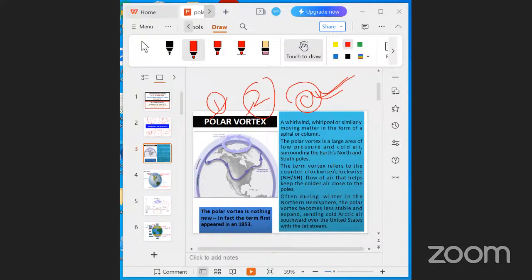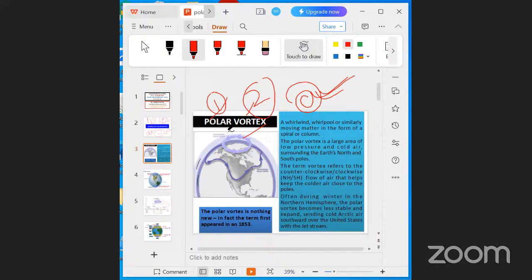Now how is this whirling action related to polar areas? That is where the creation of the polar vortex happens. What is polar? Polar means anything related to the North and South Pole. So let's understand this concept in terms of climatology and its impact on the entire climate system.